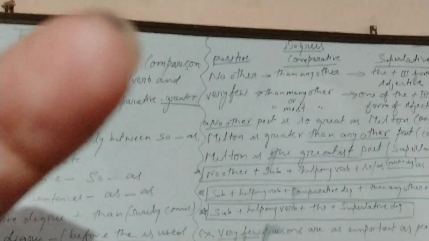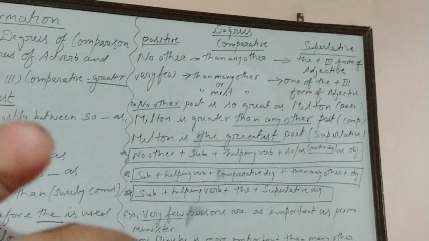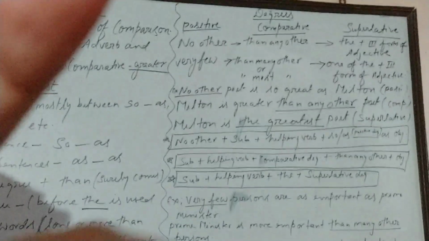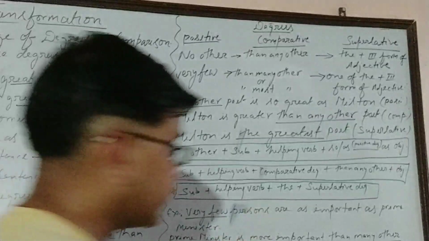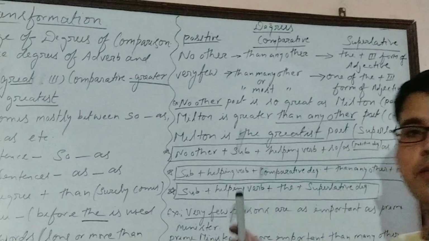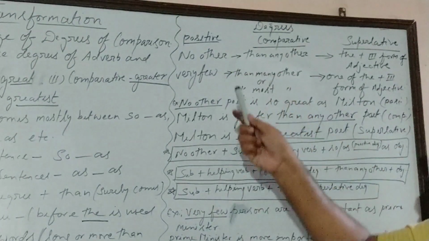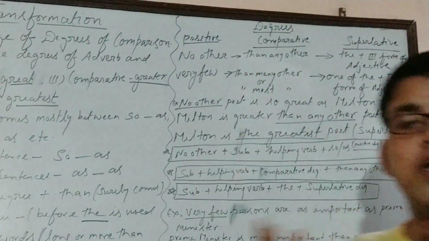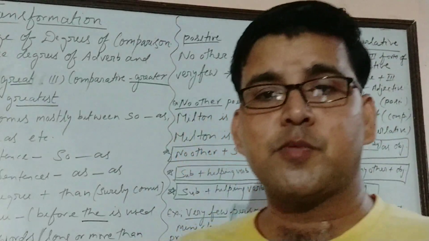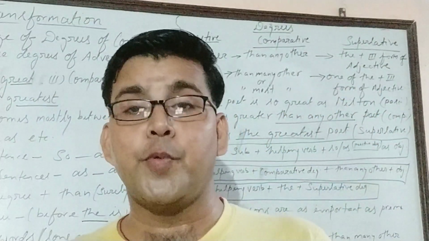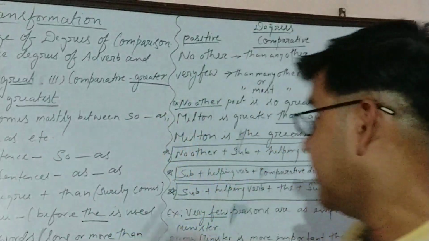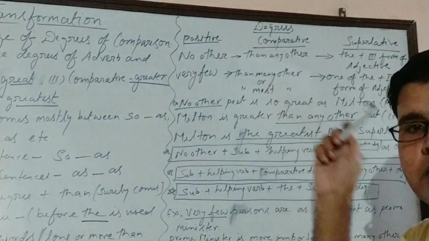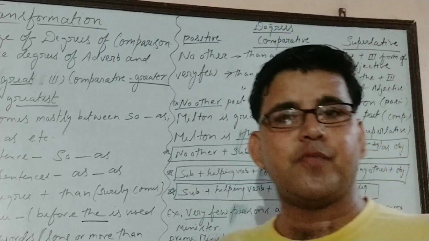Now look at this side. Yes children, now look here. Now I talk about this side. So now a few words are there. By using these words, or by seeing these words, we can recognize which degree is given. Look, some important words are there which we always find.